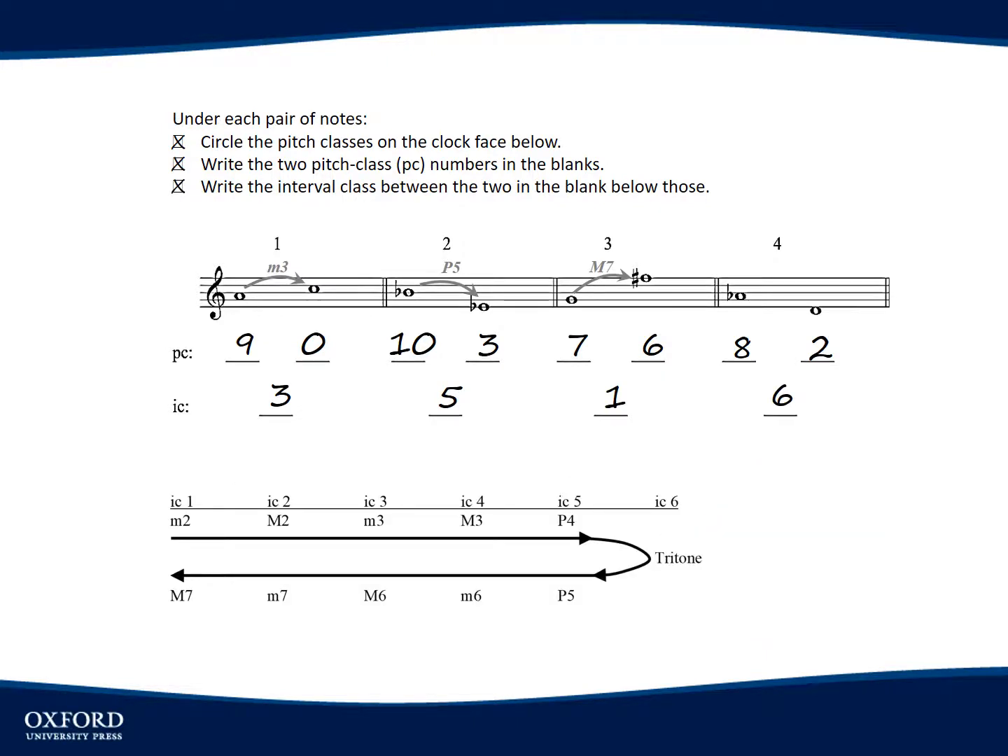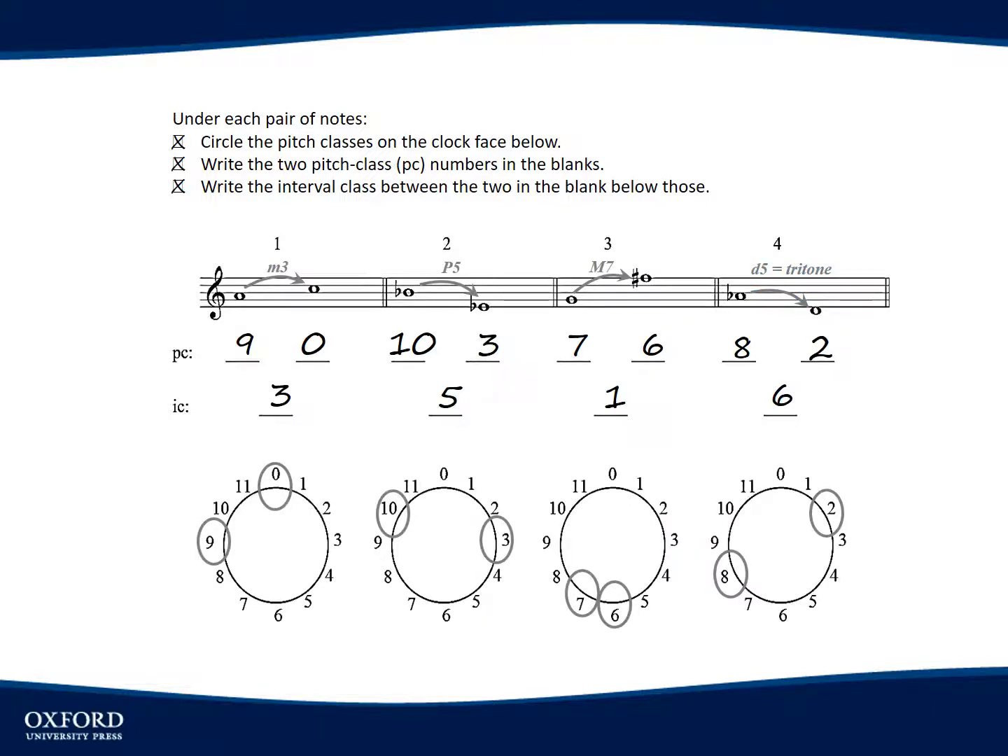Using the interval class chart for the same problem, we first measure the interval between A flat and D, which is a diminished fifth or tritone. The tritone is interval class 6, the same answer we got using the other method. And that's how we found the solutions to these Your Turn problems on interval class.